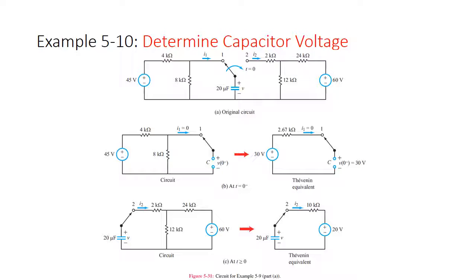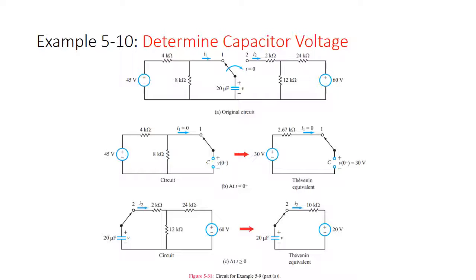So here we get a more complex one. Example 5.10, we're going to determine the capacitor voltage. So this is a 20 microfarad capacitor, and we have a voltage drop over it. If we look at the left half of the circuit before t equals 0, this is essentially our charging circuit. And on the right half, this is going to be our discharging circuit, is the way we think of it.